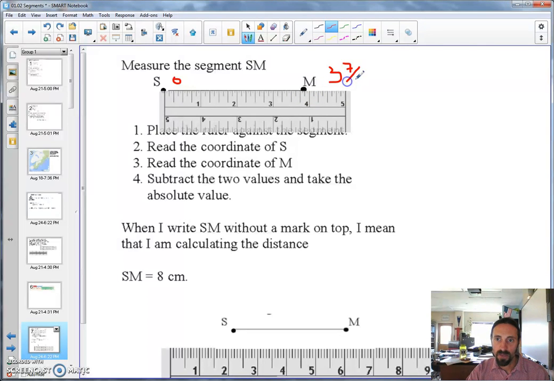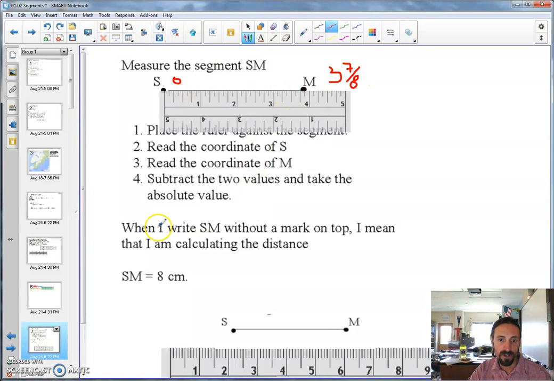And this will change depending on the scale or the type of ruler. So this is inches. Generally, we're going to use centimeters, meters. We're going to use metrics because it's the standard form. Subtract the two values. So 3 7/8 minus 0 is 3 7/8. So the length here is 3 7/8.